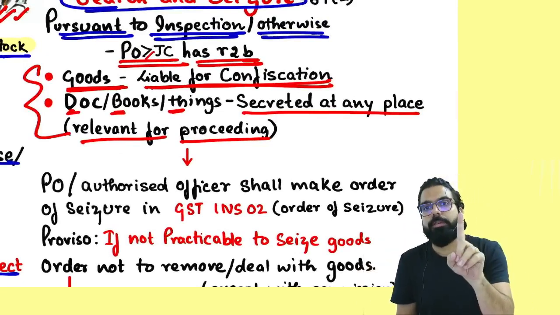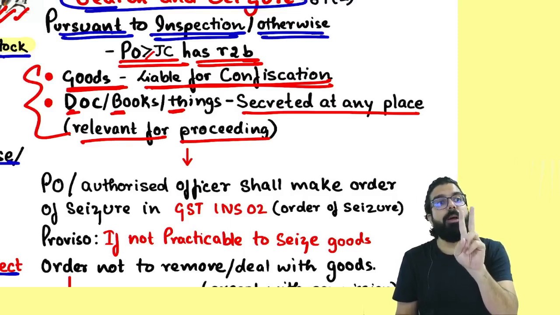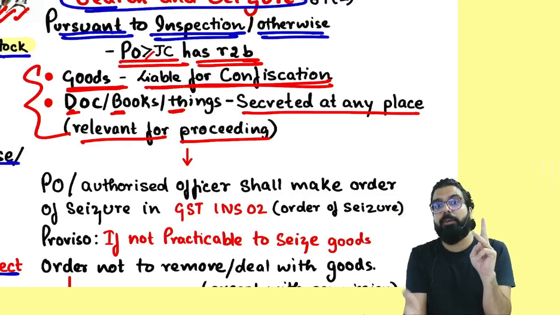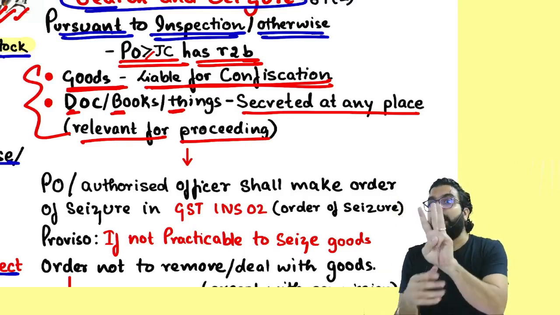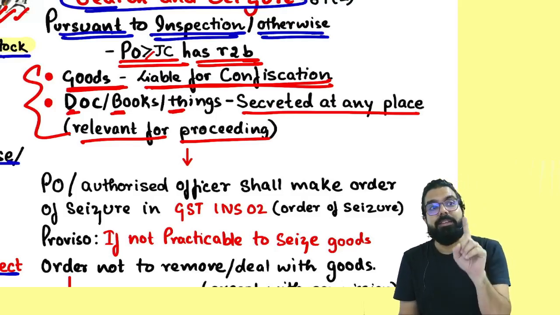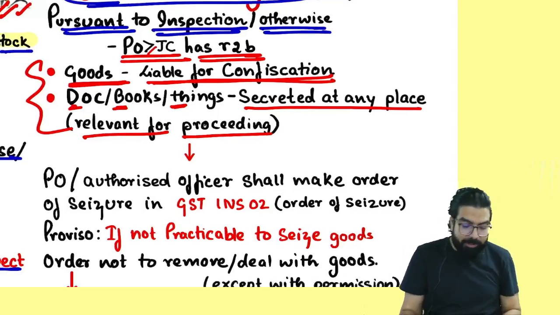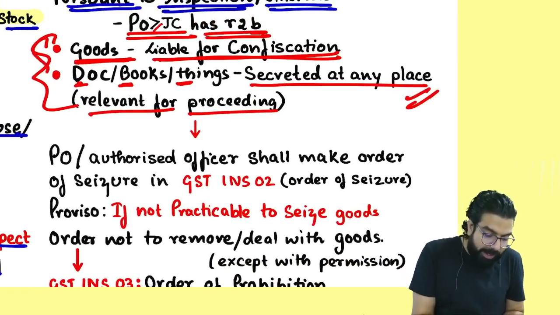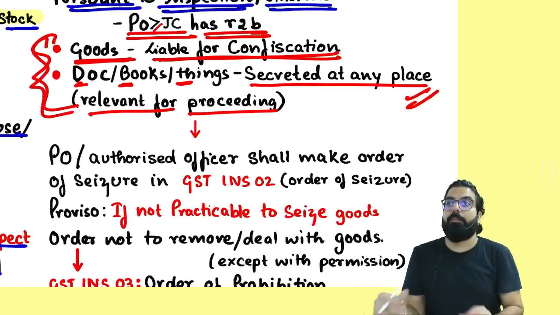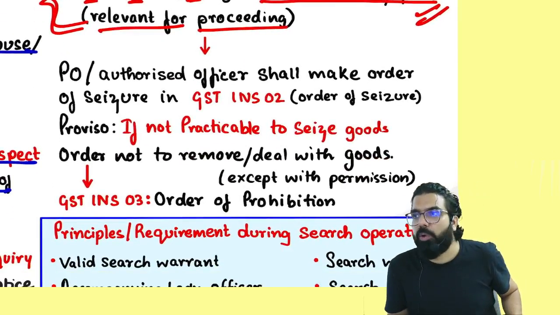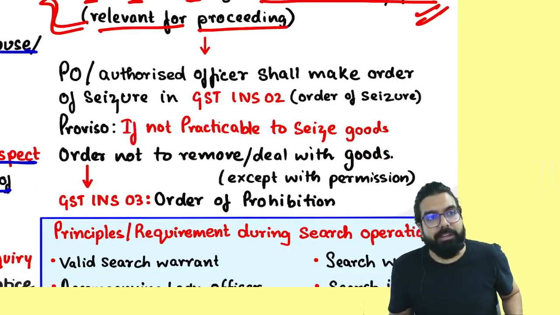What will they do with the documents? What will they do with the books? What will they do with things? Things means what? iPad. They found my iPad, they found my hard disk. If these things are secreted at any place, then they will come and do the search and seizure, find out all these things, and take them along with them. Why? Because they are going to use this to pass an order against me. This they will use as evidence.